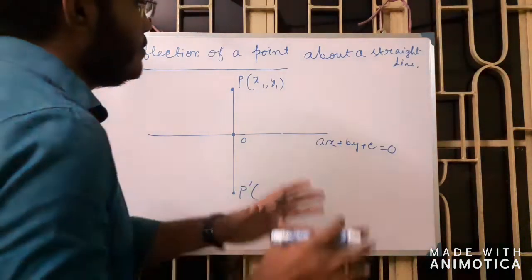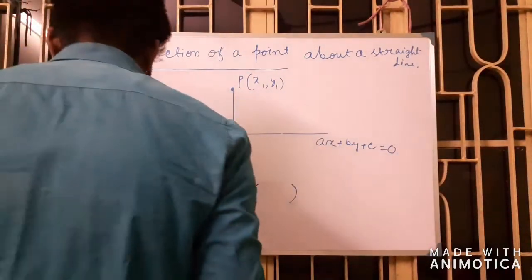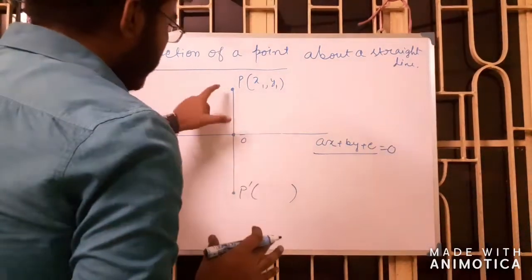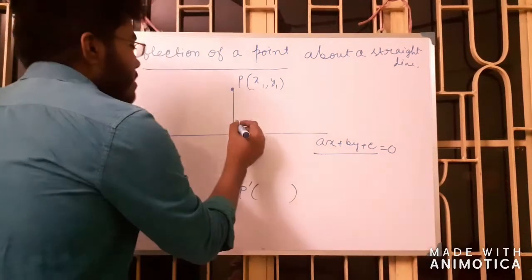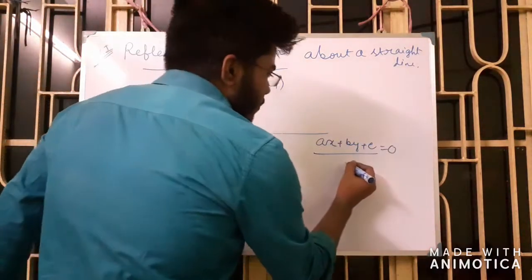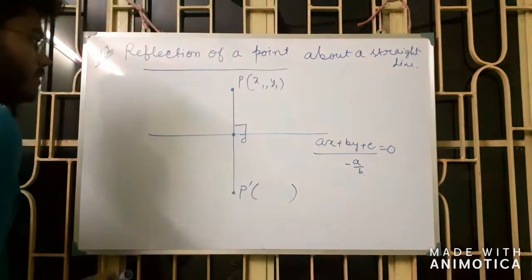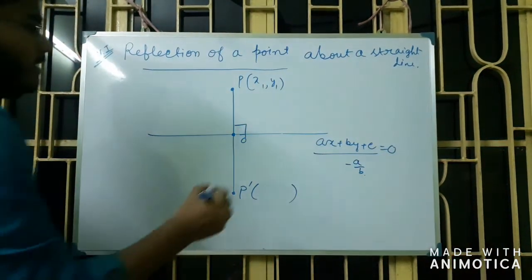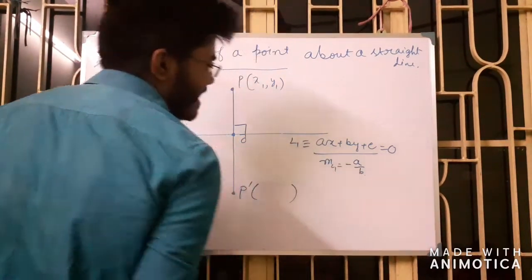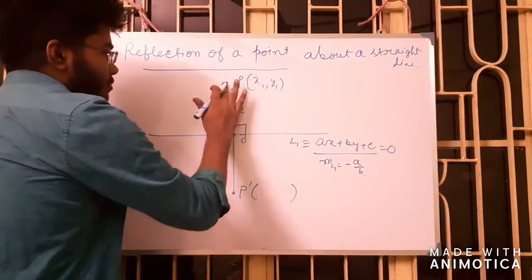All of the things will be implemented in this particular concept. Okay, so what is the slope of this line? Firstly, you know that this is the foot of the perpendicular, that means this is perpendicular. The slope of this line is minus a by b. Let's say this is L1, so m of L1 equals minus a by b.